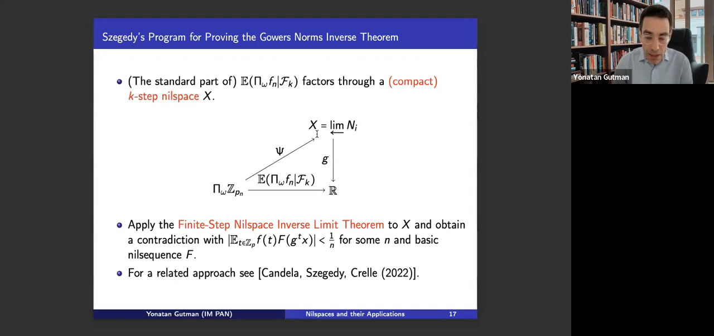So this is the place where the Nilspaces appear for the first time. And you can see all the details, because I agree that there were many details here that I couldn't discuss. We don't have time for that, unfortunately. But you can find it in the paper by Candela and Szegedy in Krell that appeared a year ago.